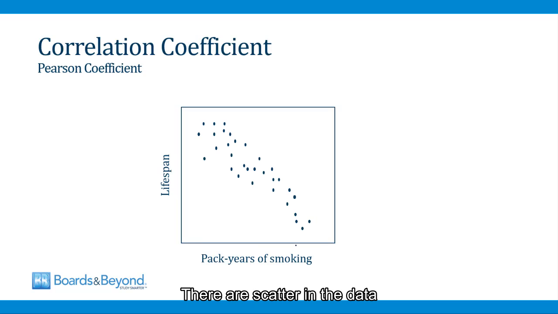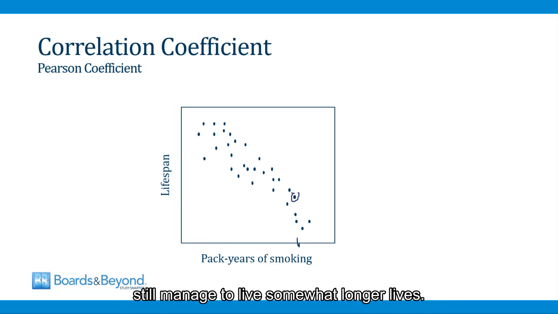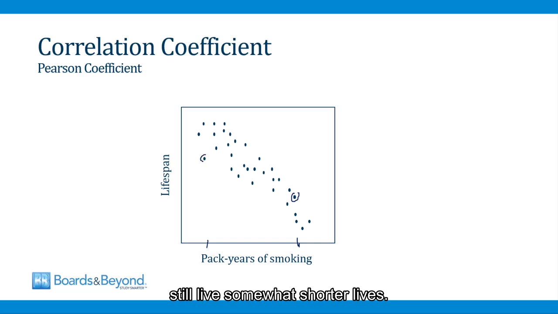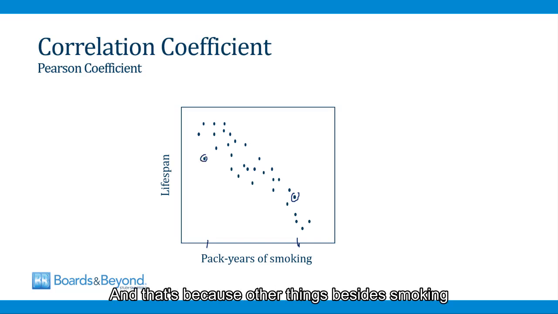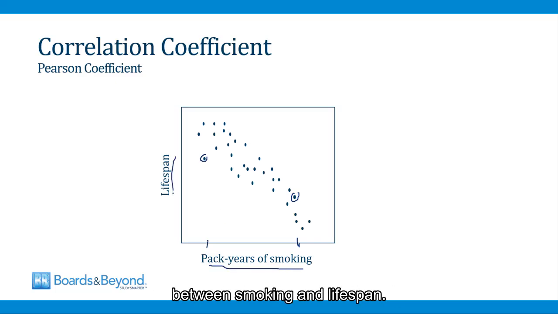There's scatter in the data because some individuals who have smoked a lot still manage to live somewhat longer lives, and some individuals who have not smoked much still live somewhat shorter lives, and that's because other things besides smoking affect lifespan. Smoking is just one factor, but there are many others. So a correlation coefficient attempts to describe the relationship between smoking and lifespan and to describe how much of lifespan is associated with pack years of smoking.